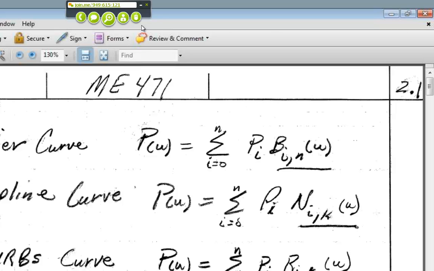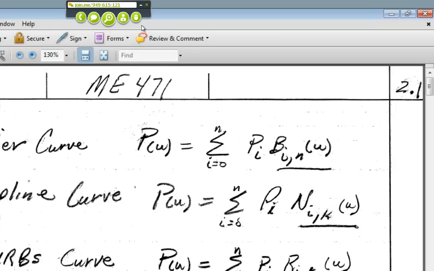Some of these curves interpolate the endpoints. In fact, all of them can be forced to interpolate the endpoints. Most of the other points on the control net do not touch the curve. They're not on the curve.